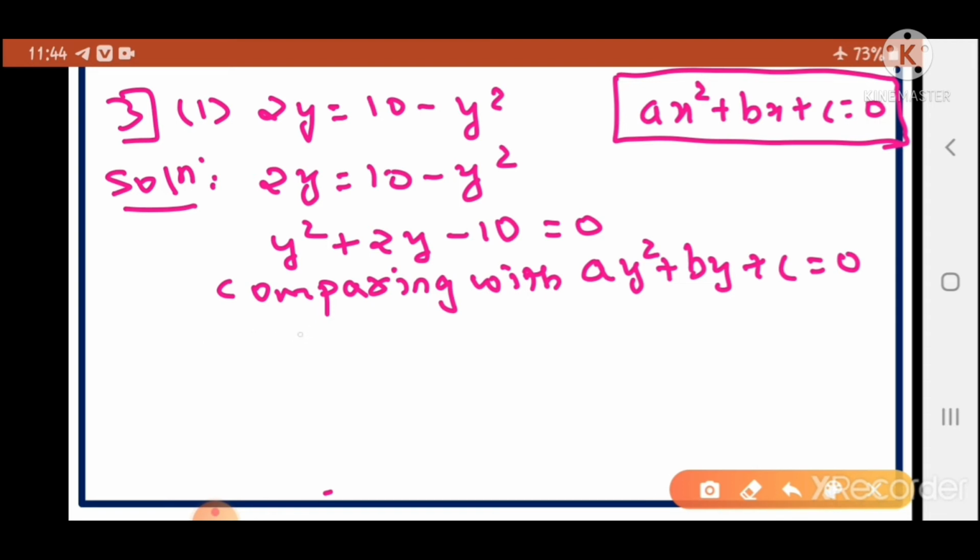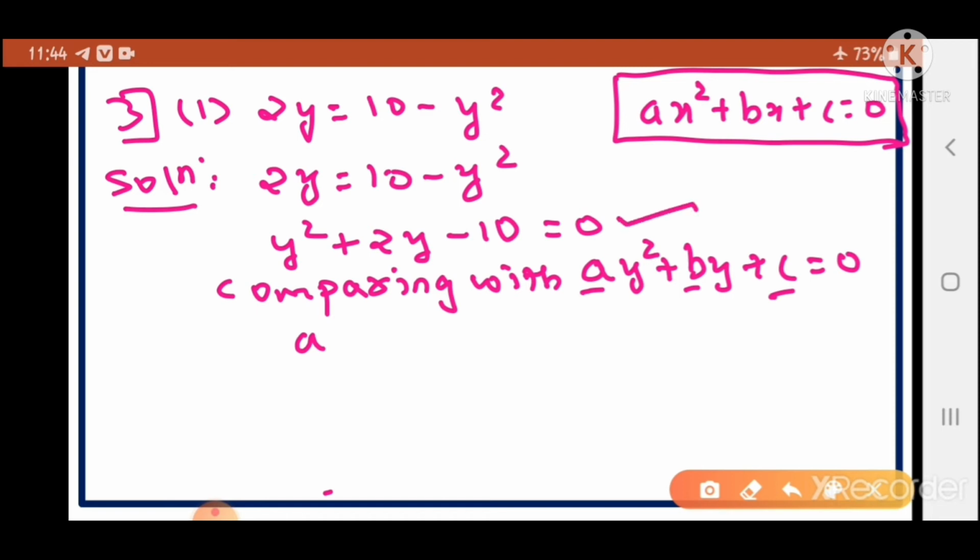So what is the value of a? See how to find the value of a. देखिए y square का कोएफिशिएंट क्या है? a. स्टैंडर्ड फॉर्म में देखिए ay square plus by plus c equal to 0, राइट. यहाँ पे y square का कोएफिशिएंट a, y का कोएफिशिएंट b और c है कांस्टेंट नंबर. So same thing you have to do in this equation also: y square plus 2y minus 10 equal to 0.